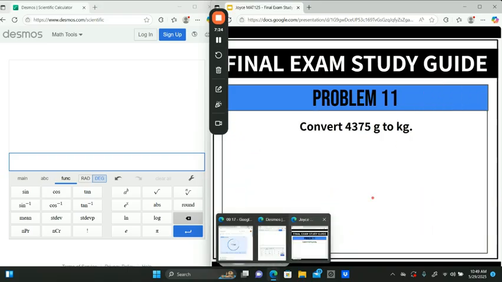Okay. Number 11, convert 4,375 to kilograms.